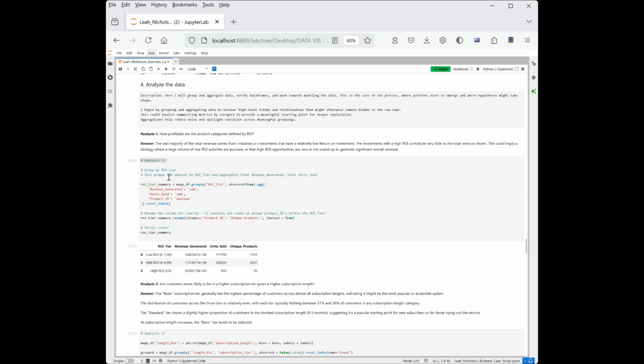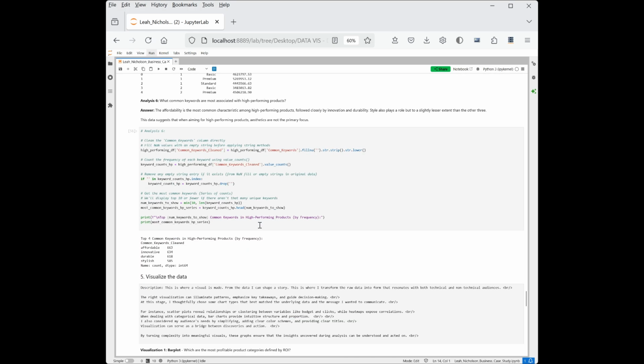So I was able to determine by grouping this that the vast majority of the total revenue is coming from initiatives or investments that have a pretty low return on investment. You can see that here. The investments with a high return contribute pretty little to the total revenue shown, as you can see here. And this could imply a strategy where a large volume of low return on investment activities are pursued, or that those opportunities are pretty rare or can't really be scaled up to generate a significant revenue. So let's take a look at what that actually looks like in a visual.